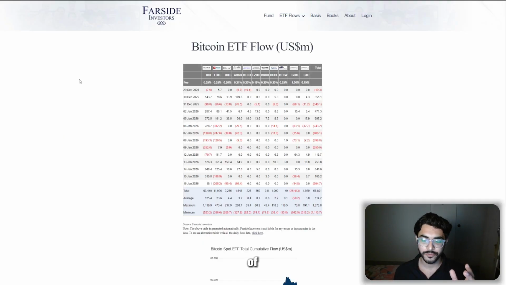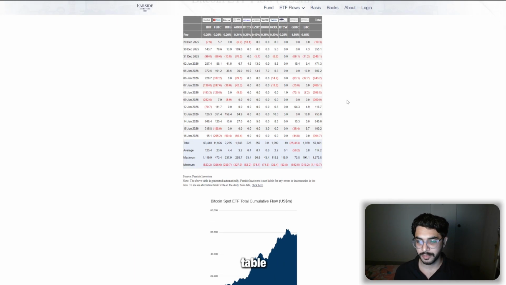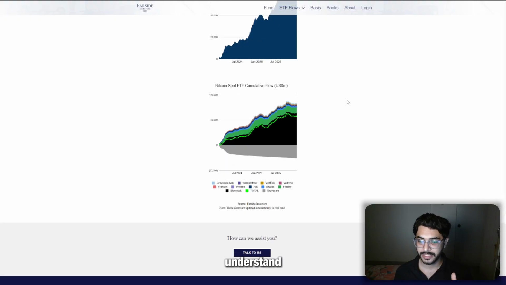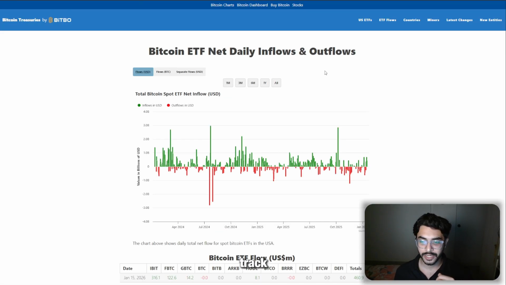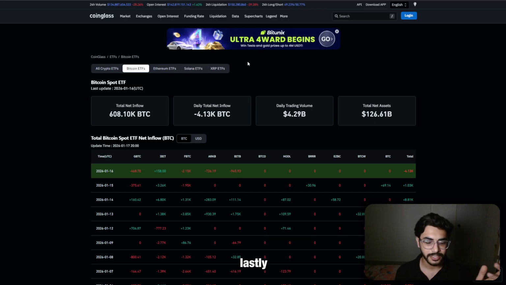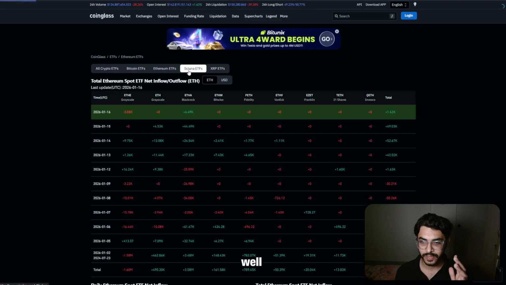Now there are a couple of tools that you can use to track the ETF inflows and outflows. The first one is going to be from Farside Investors. It is the daily BTC ETF flow table. It can be somewhat confusing if you don't know what you are looking at, but make sure that you are checking this at least once a week and try to understand what's happening. The next tool that I use to track ETF is Bitbo's ETF flow dashboard, somewhat very similar to the Farside ETF flow table. And lastly, you can also use the CoinGlass ETF table, which will segregate Bitcoin ETFs, Ethereum ETFs, as well as Solana ETF.